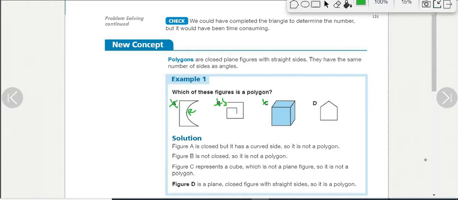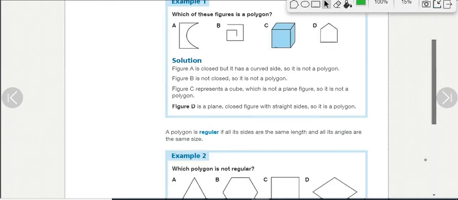Plane figure. This looks like a 3D, right? Three-dimensional. It's got depth. You can only have length and width. Yes. This is what we call a 1, 2, 3, 4, 5-sided figure. Do you know what those are called? Think about it.